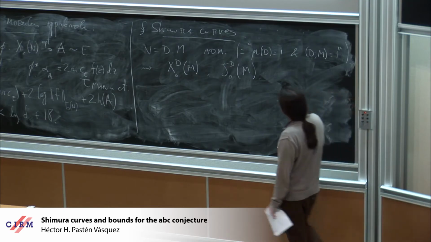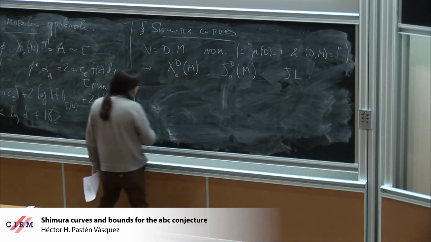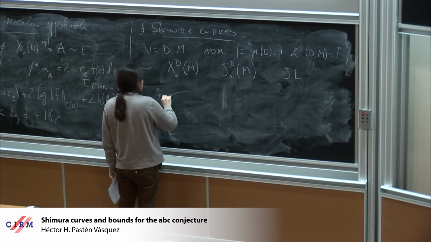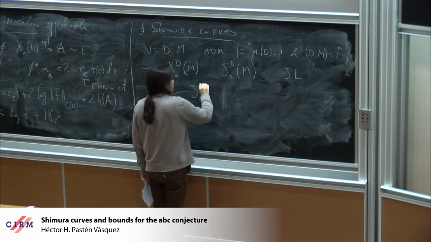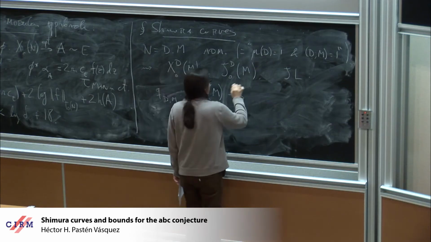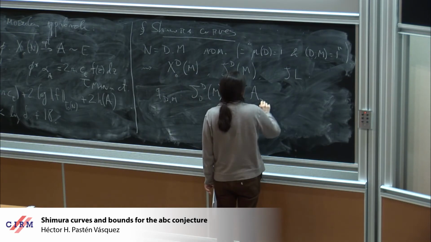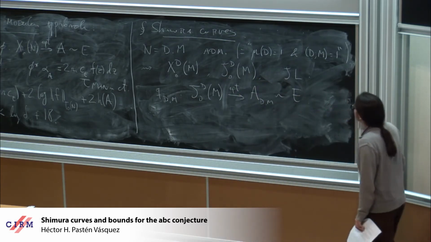And by the Jacquet-Langlands transfer, one has a certain quotient here coming from the Jacobian. And I'm going to assume that this is optimal. So I have here an ADM, which is isogenous to the original curve E.